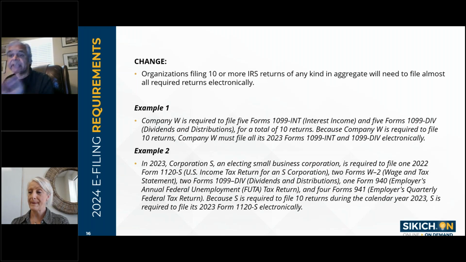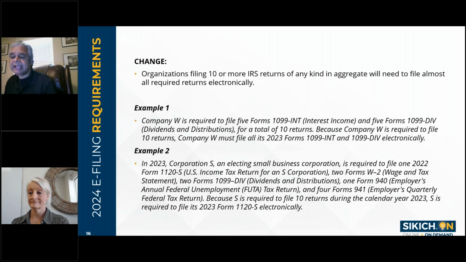So what does that mean? We're giving you a couple of examples. Think about company W, which is required to file 5 forms 1099-INT and 5 forms 1099-DIV, for a total of 10 returns. Because company W is required to file 10 returns, company W must file all the 2023 returns, 1099-INT and 1099-DIV, electronically. Now, with the 1099-INT, they're looking at individual forms. They're not looking at one consolidated filing. So if you're filing 10 or more forms, you're doing it electronically.